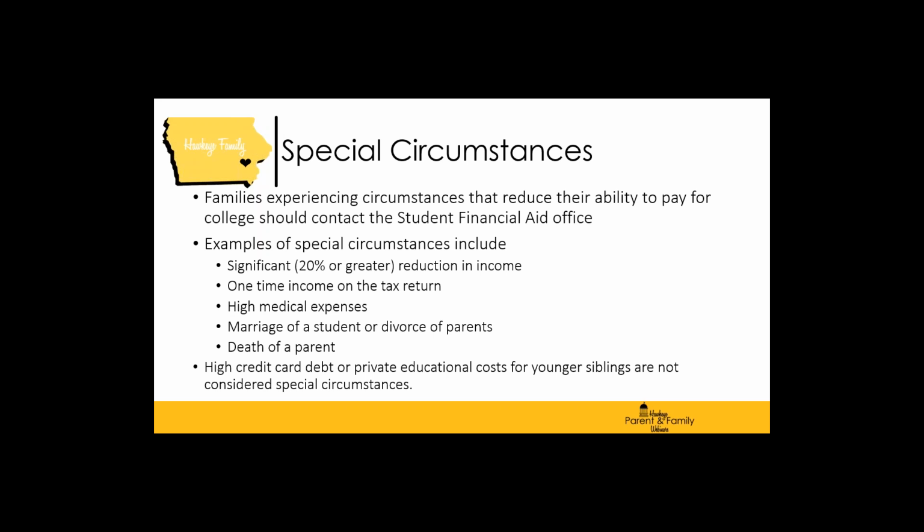There are also a couple of things that we get questions about, but we really are not able to make any adjustments on. So they would not be really considered a special circumstance as it relates to financial aid adjustments. Those could be high credit card debt or private educational costs that you are responsible for, younger siblings.